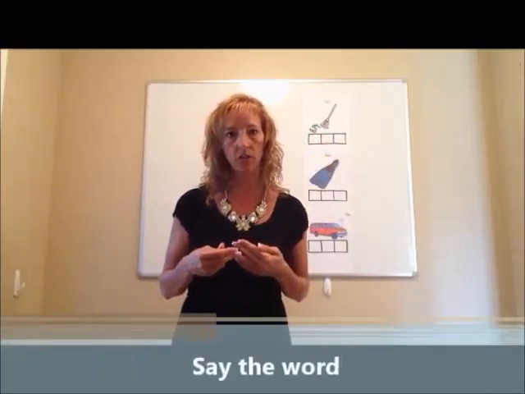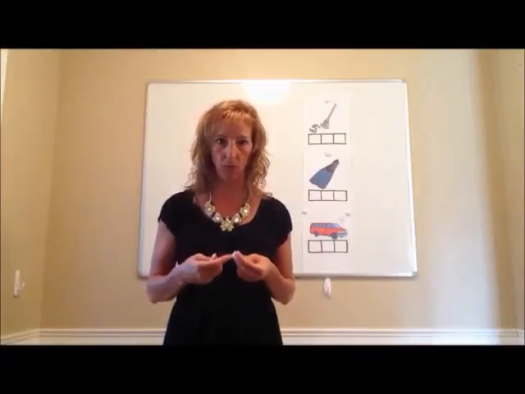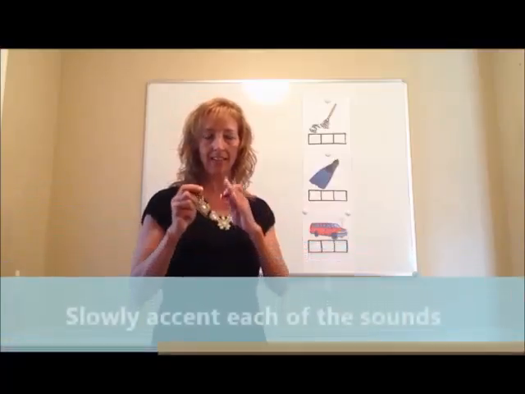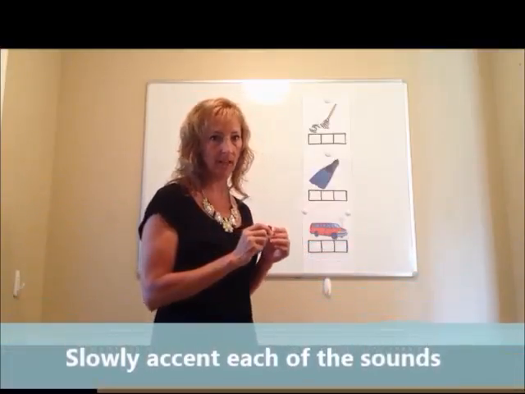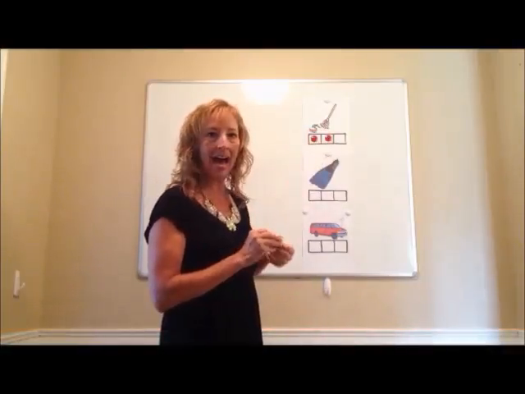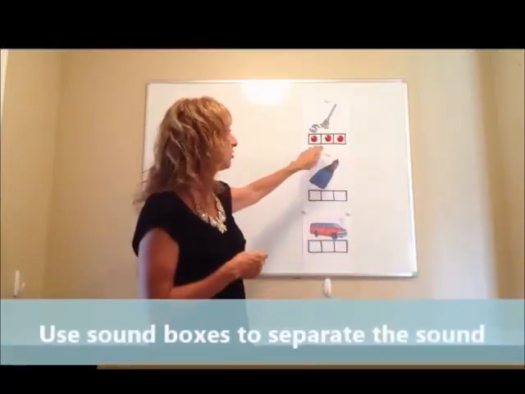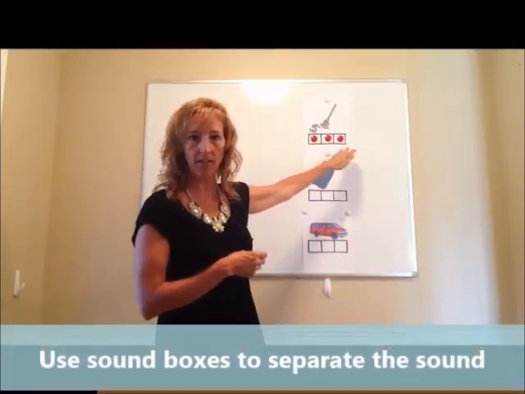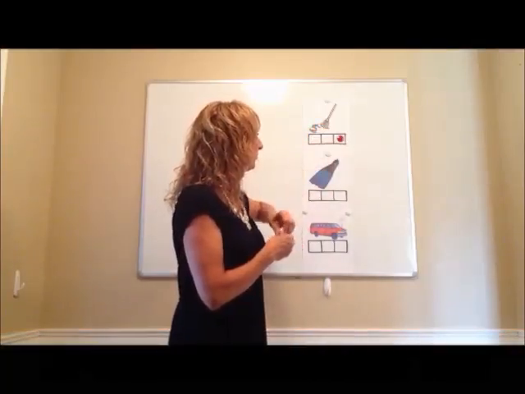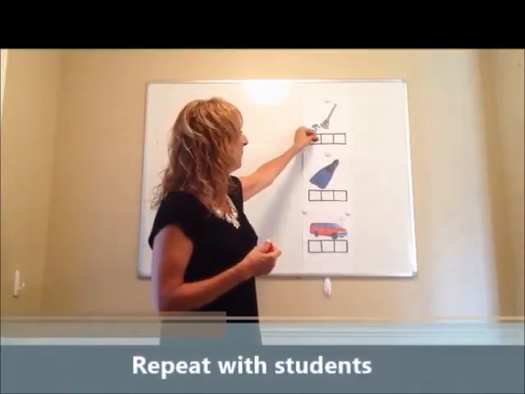First, I'll say the word to students, mop, and then I'll have them repeat that word with me, mop. Then I'm going to slow down the word, accenting each of the sounds in that word. I'm using sound boxes so that the sounds are separated for the students. Then I'll do it with the students, and they can do it along with me. So here we go.